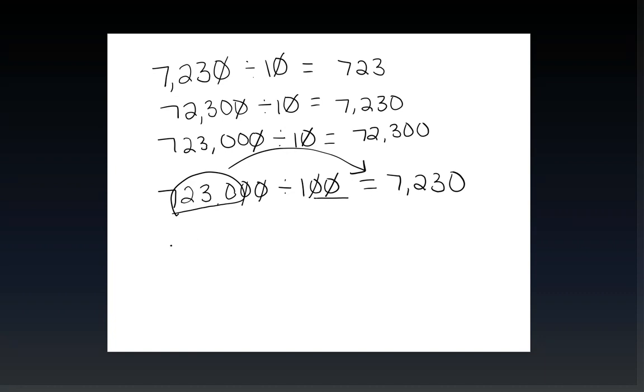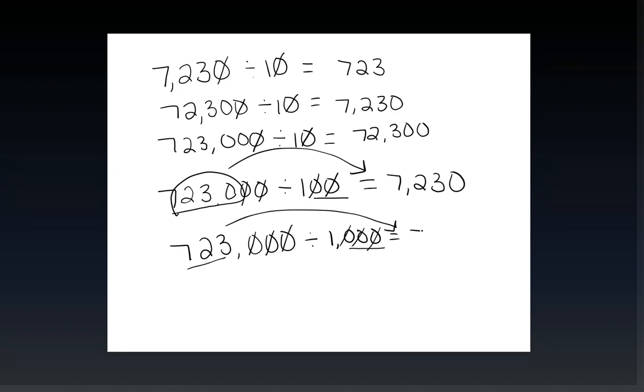What if I have 723,000 divided by 1,000? I'm going to use my same trick. I'm going to say, okay, 3 zeros. I can take off 3 zeros. 1, 2, 3. That's what I'm left with: 723. So 723,000 divided by 1,000 equals 723.